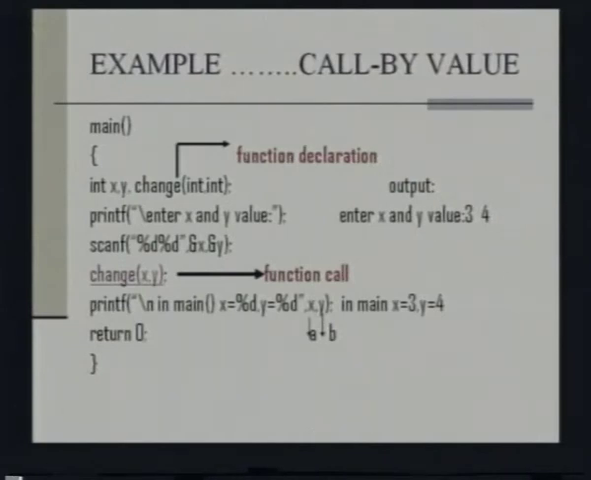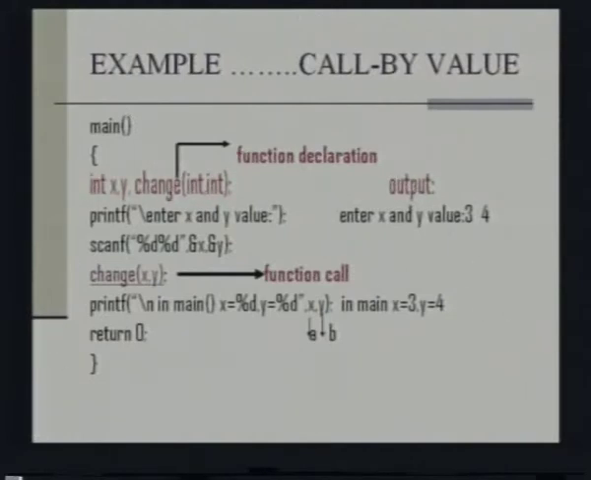Its effect should not be seen in the main function. Whereas in call by reference, the effect should be permanent. It should be visible in both the called as well as the calling function. So we will see how this is executed in C. Here I am declaring the variables and the function also. The name of my function is change.